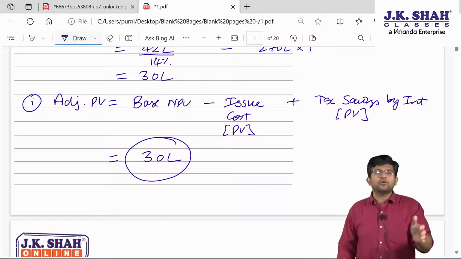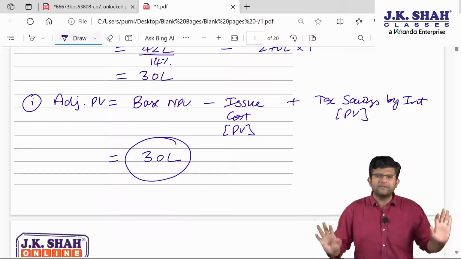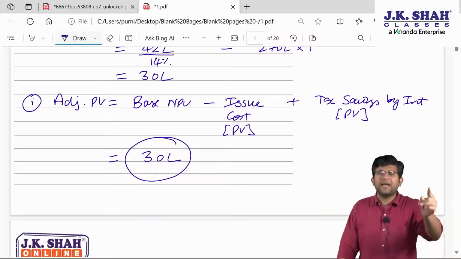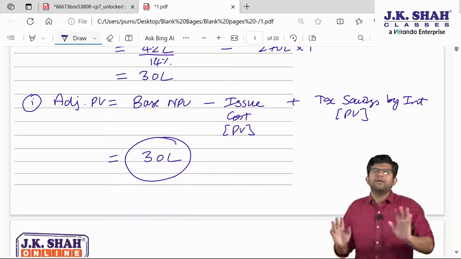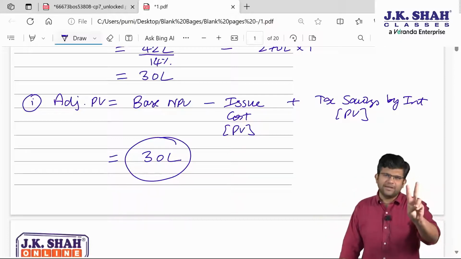We want to go through a route where we first of all calculate a simple NPV assuming all equity financing, and then we will adjust it for all those plus minuses that will happen if instead of equity we are going to go for debt. Now students, there are going to be only two adjustments.